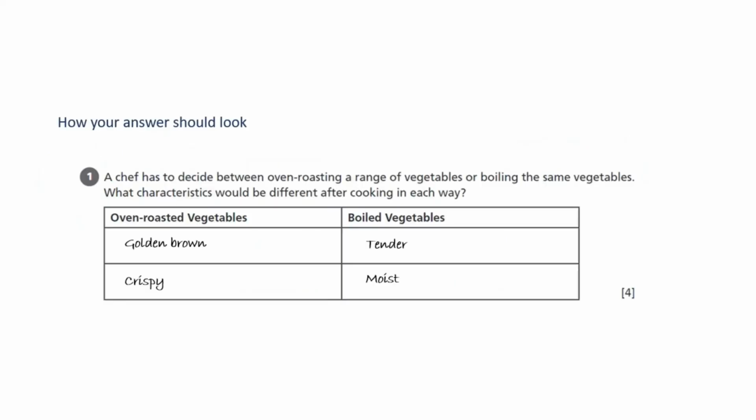Your complete answer might look like this. Each box filled with sensory descriptors, 2 clear characteristics of oven roast vegetables in the column, such as golden and crispy, and 2 clear characteristics of boiled vegetables, being tender and moist.